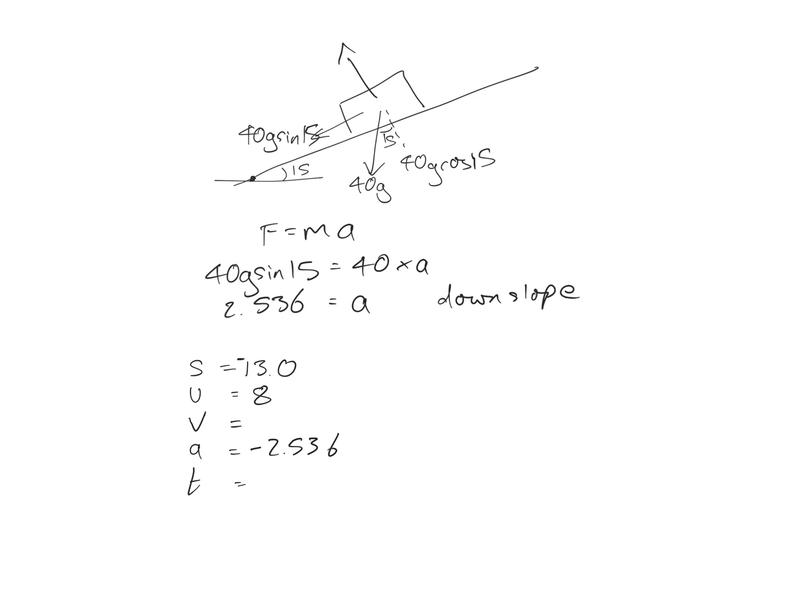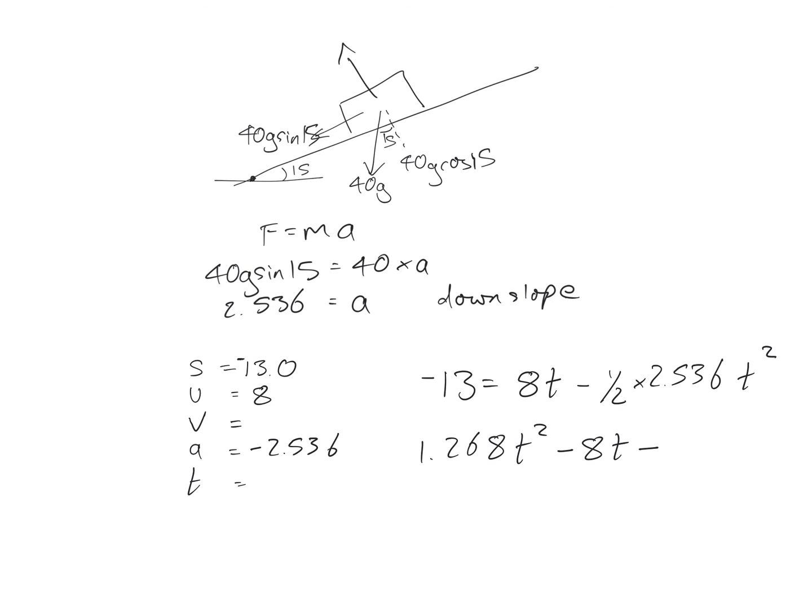So we want the equation without v. So we've got s equals ut plus half at squared. So we've got minus 13 equals 8t minus a half times 2.536 t squared. So let's take it all over so we get positive t squareds, and divide that by 2. We get 1.268 t squared minus 8t minus 13 equals 0.